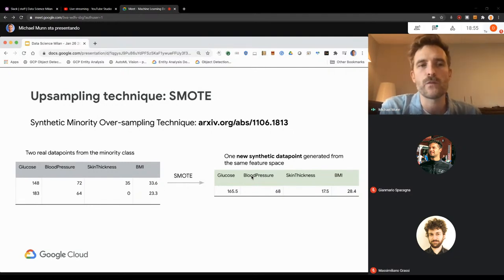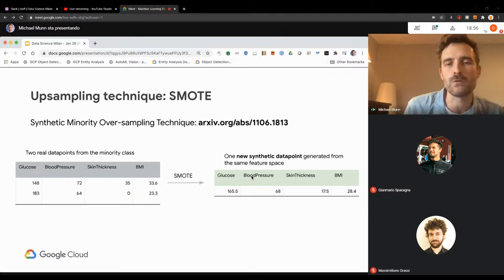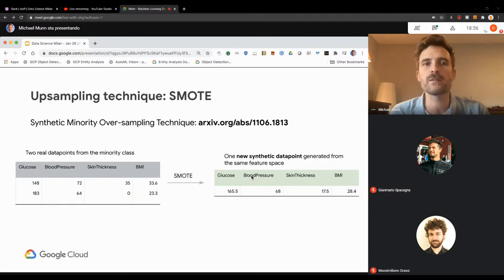On the left-hand side, we have two real data points from the minority class. In this case, it's a healthcare data set. We have measurements involving glucose, blood pressure, skin thickness, et cetera. Then by using SMOTE, we generate a new data point. This is a brand new synthetic data point, and it will borrow the label from the two real data points. But this data point does not come from a human being. We have glucose, blood pressure, et cetera, measures, but these don't actually relate to an actual reading from a human. These are purely synthetic data points, and they're meant to provide a way for the model to learn the relationship between how those features relate to the underrepresented label.